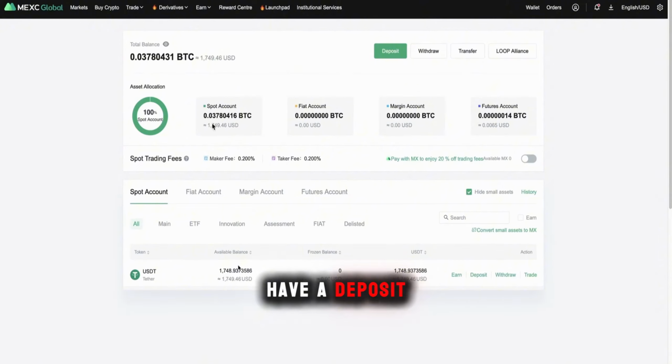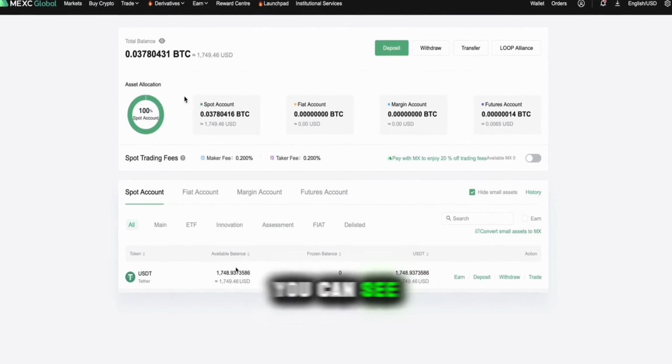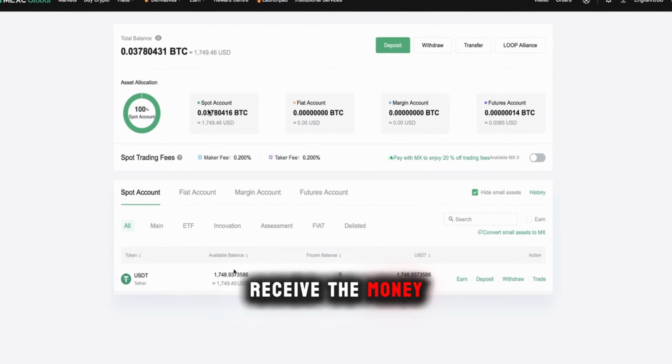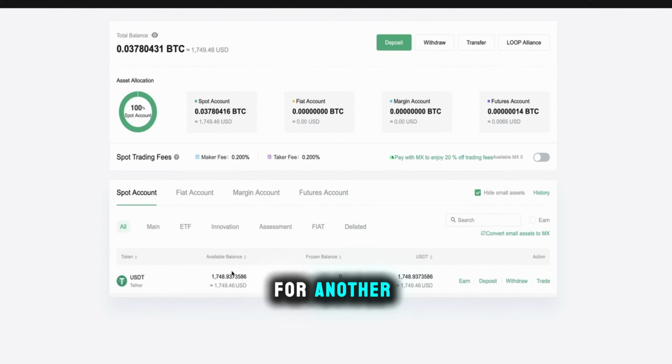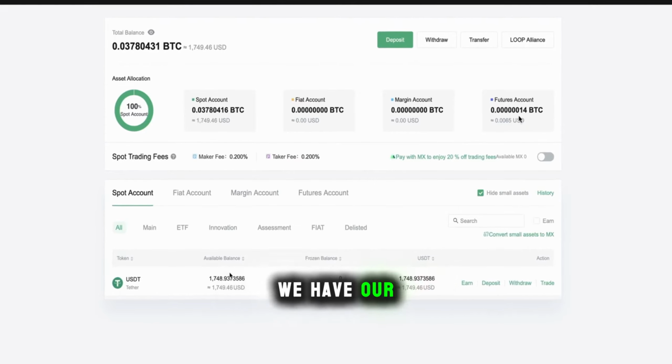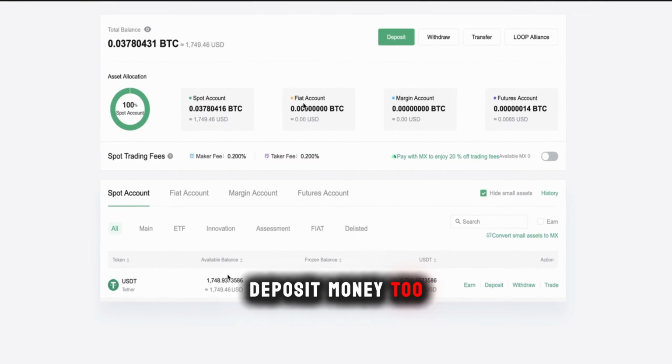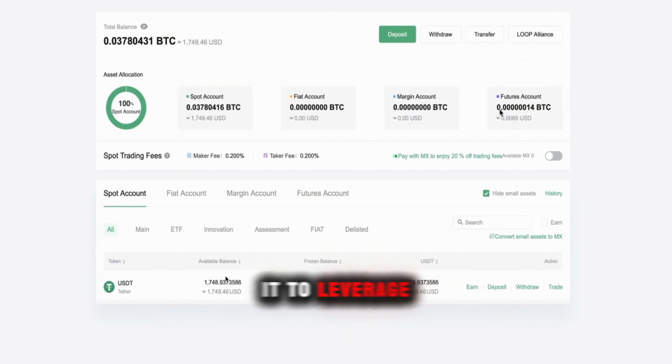All right, once we have it deposited, this is how it looks, where you can see all of your different balances. I think it's quite organized. You can see here your spot account where you will receive the money if you deposit something, or if you want to exchange it for another cryptocurrency. And here on the right side, we have our futures account where we can deposit money to then use it to leverage trade with it.